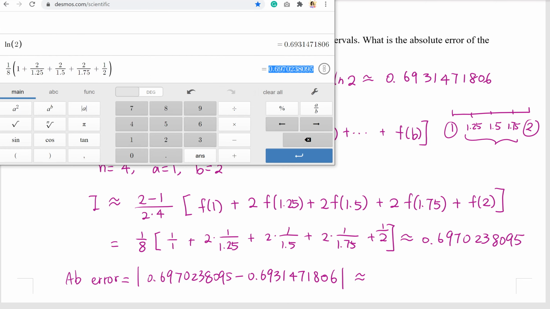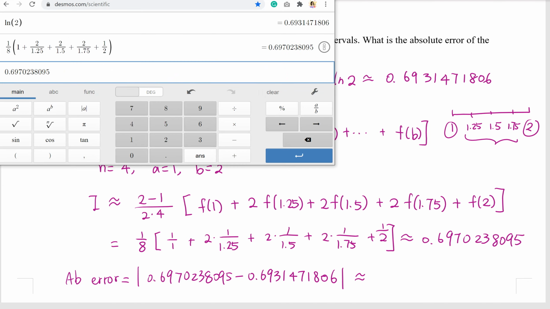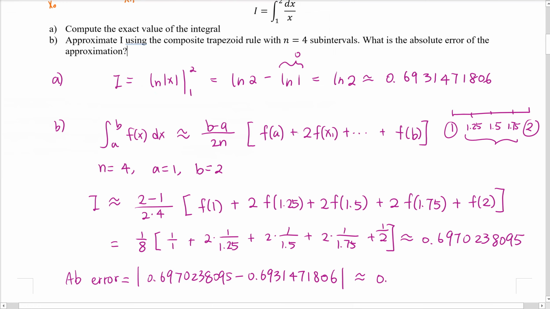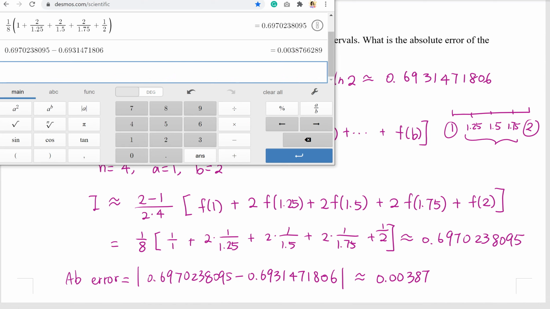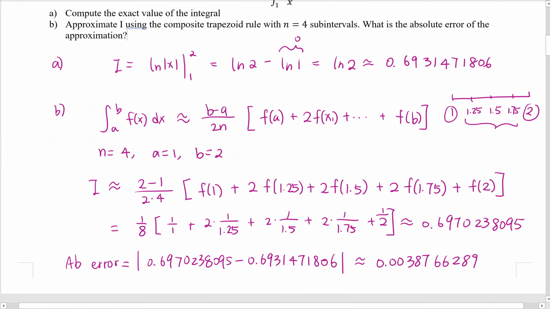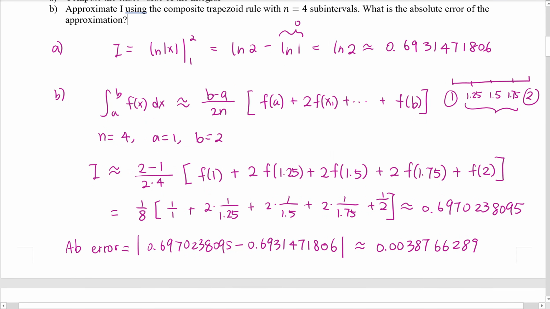Okay, so let's see. We have this number minus the previous number. Okay, so 0.00387662890. Okay, that is the absolute error. So far, so good, everybody.